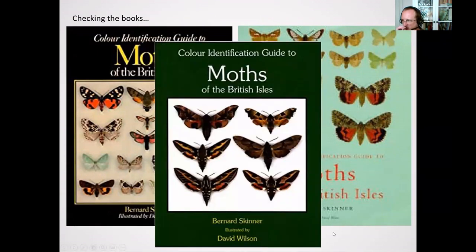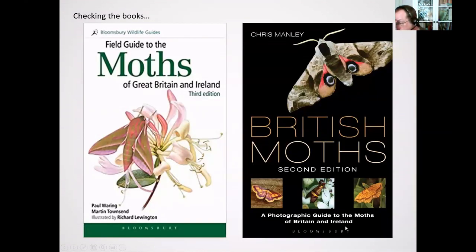But by the time the most recent version came out, things had probably moved on a bit and people weren't really embracing the idea of looking at set specimens. I grew up looking at plates of set specimens, but these days people prefer something more natural, and that's where these books really come to the fore. So Waring, Townsend and Lewington, again, revolutionised identification, because suddenly you weren't relying on looking at moths in odd poses that don't really make sense. You were looking at the moths as you were finding them in the moth trap.